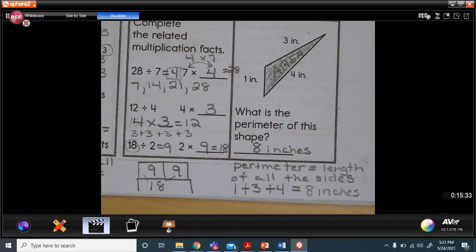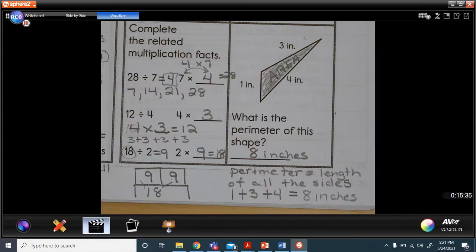All right, that's it for today. And it just so happens we're going to be starting to work on our perimeter lesson today. So this is a nice start to what we're going to be working on.